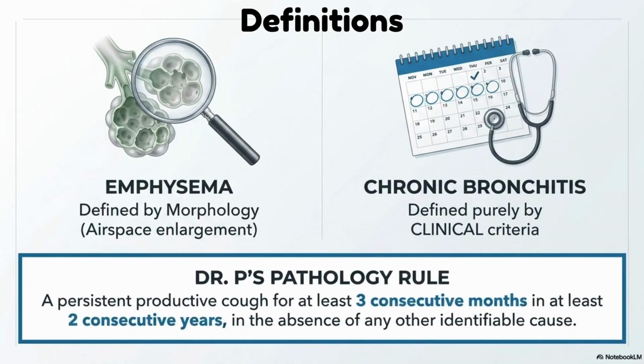This brings us to Dr. P's pathology rule. You must lock this in. Chronic bronchitis is a persistent productive cough for at least 3 consecutive months in at least 2 consecutive years, in the absence of any other identifiable cause. Notice the calendar on screen, hitting exactly those winter months year after year.